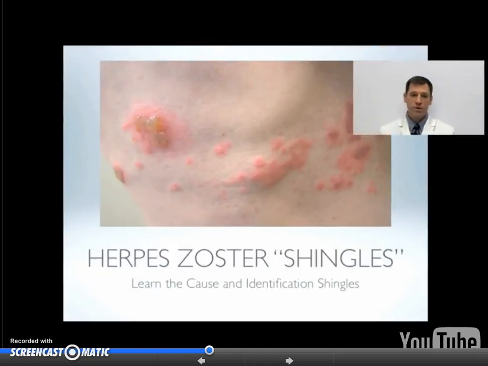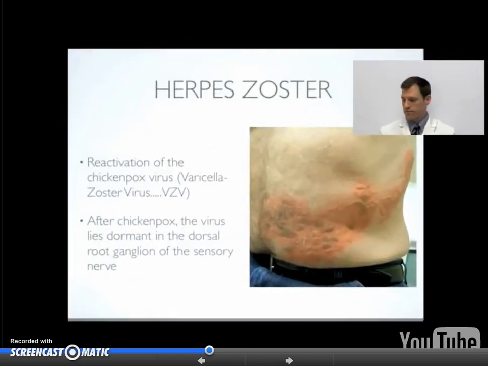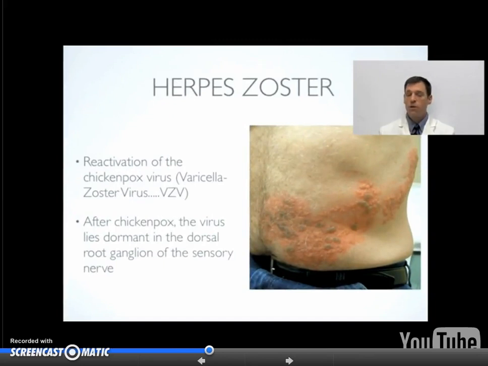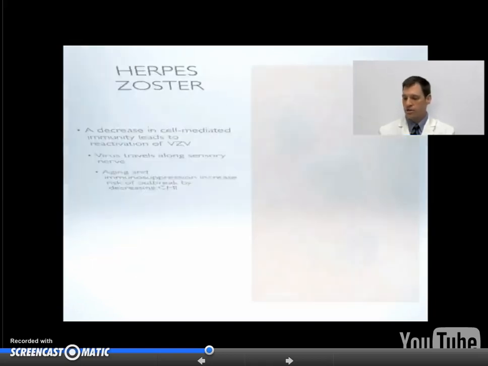Let's talk about herpes zoster or shingles. Here you can see pictured an example of shingles. Just what is it? When we're usually children, we contract chickenpox, or the varicella zoster virus. This virus lives with us for our lifetime once we have it. It lives in a region of the nerve called the dorsal root ganglion. Reactivation of the chickenpox virus causes shingles.